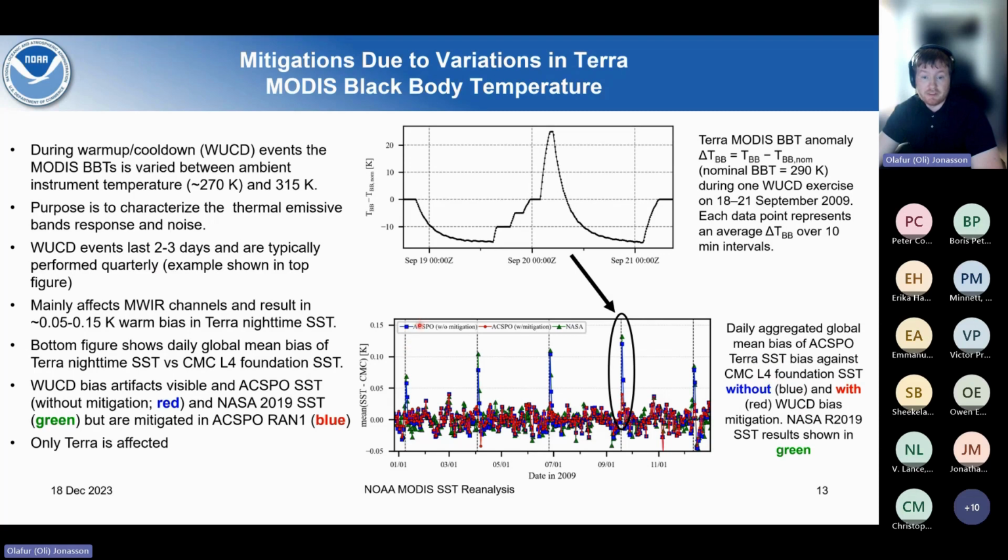Blue is without any mitigation, so you can see every time there's a warm-up cooldown event, you can see this spike. The red is with the calibration and with the mitigation. You see that the spikes are gone after we performed this mitigation. For comparison, we also show the NASA ARC 2019 results, which have the same anomalies as our uncorrected BTs. I note that only Terra is affected. We didn't see anything like this for Aqua.